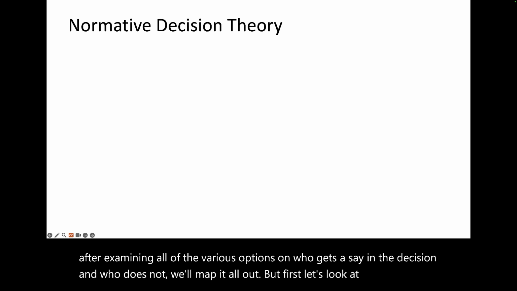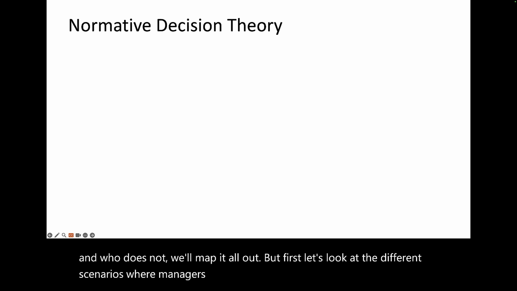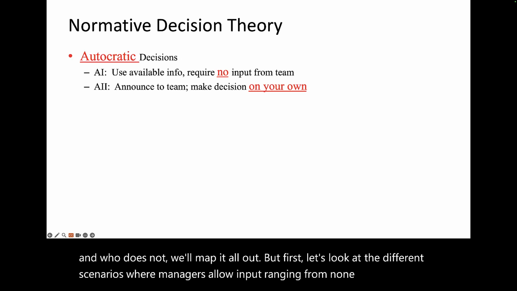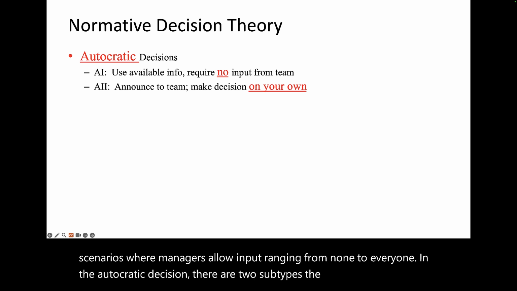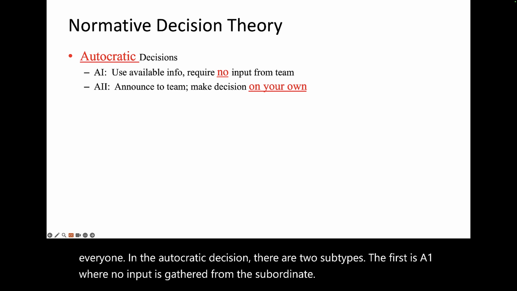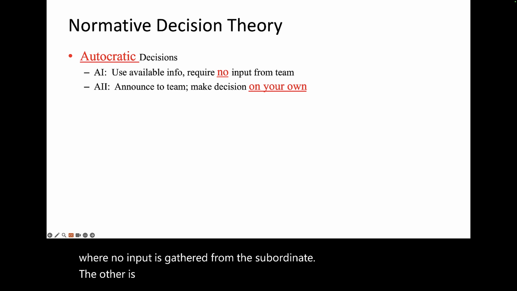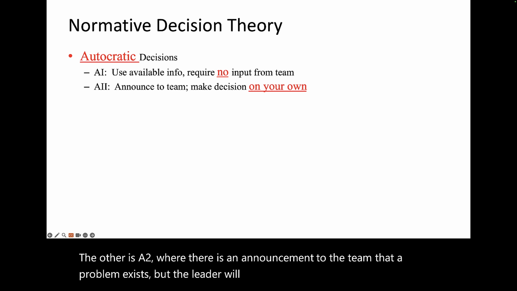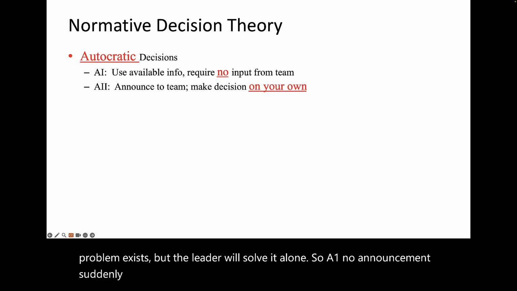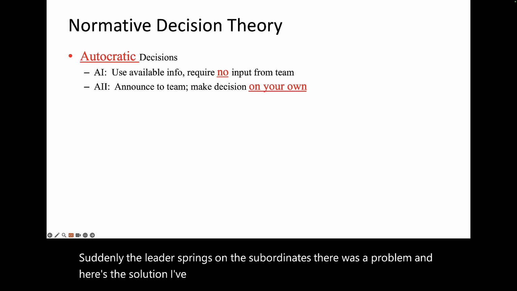In the autocratic decision, there are two subtypes. The first is A1, where no input is gathered from the subordinate team. The other is A2, where there is an announcement to the team that a problem exists, but the leader will solve it alone. So A1, no announcement, suddenly the leader springs on the subordinates: there was a problem and here's the solution I have chosen without your input. A2, the problem is announced and the leader announces the solution later.